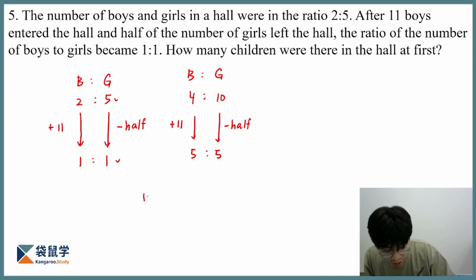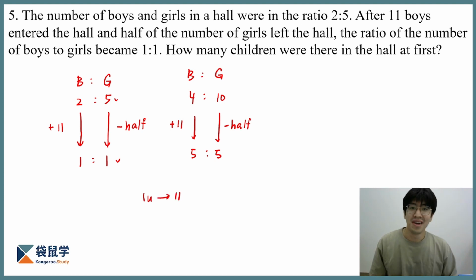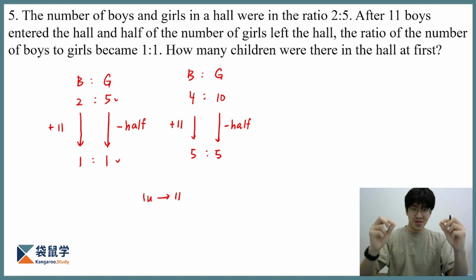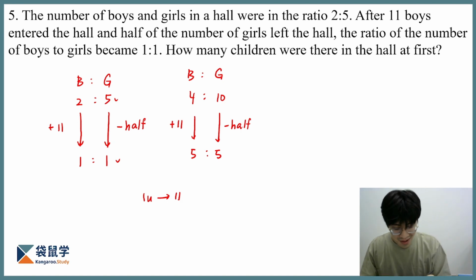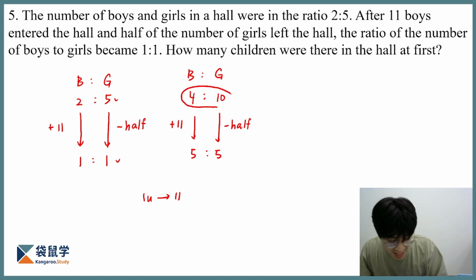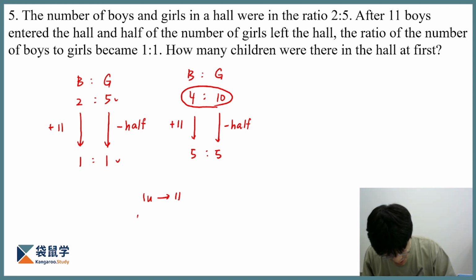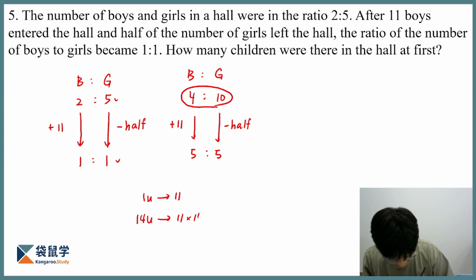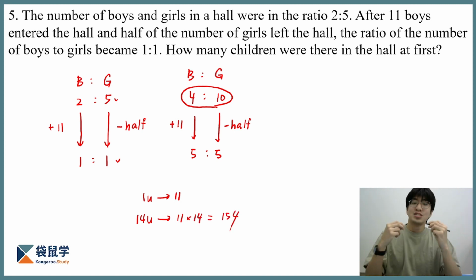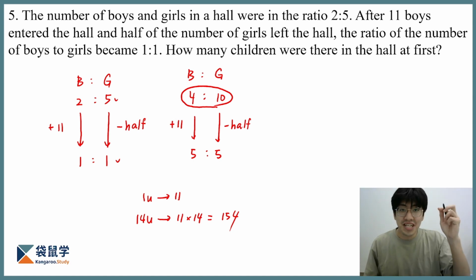An increase of 1 unit corresponds to 11. Then now, how would I figure out the total number of students in the beginning? Well, over here in the beginning, there are 14 units. So 14 units is equivalent to 11 times 14, which gives me 154. So that's the final answer to this problem.